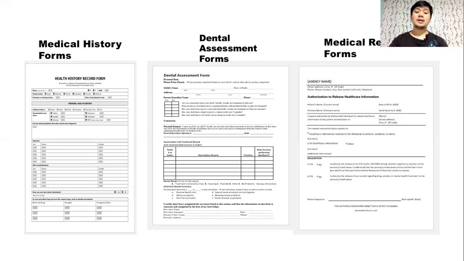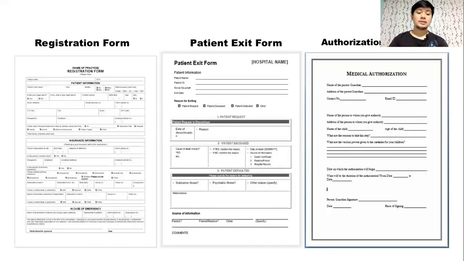Is a document that gives a healthcare professional permission to share patient medical information with other parties. Next is registration form. It is a data sheet in which we enter the basic information of the patient to use for healthcare purposes.